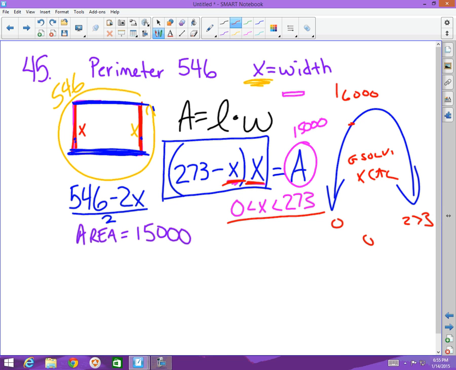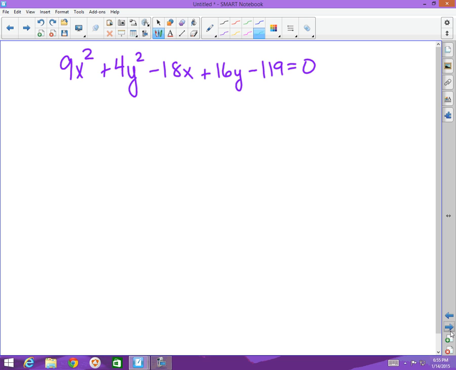And that's that question. Oh, probably want to know the answer. That's 45. So let's see. The dimensions would be 76.23 by 196.77. Okay, then the last one, 46.